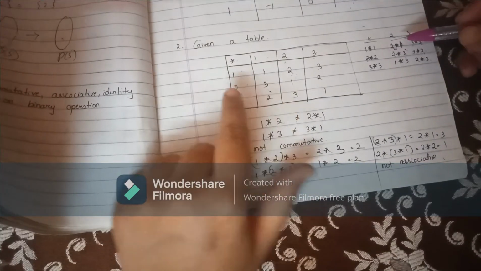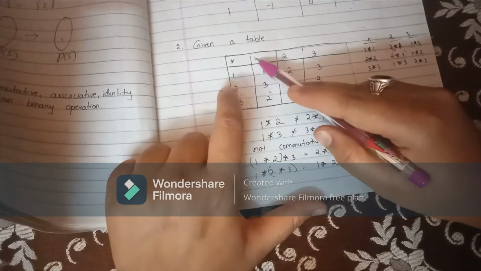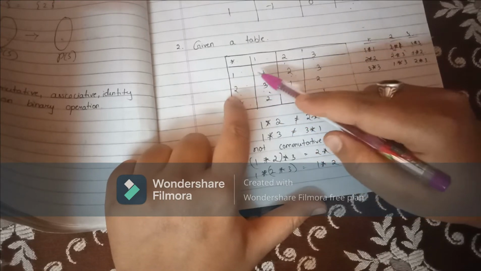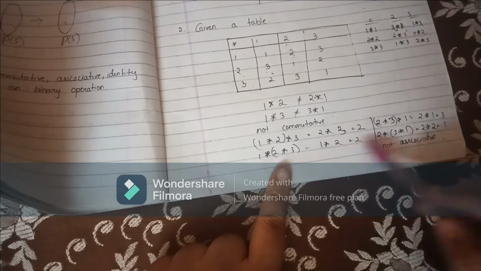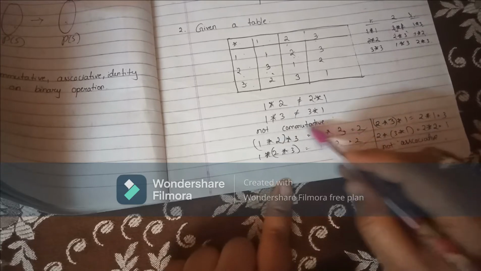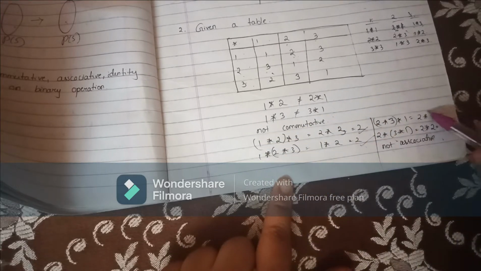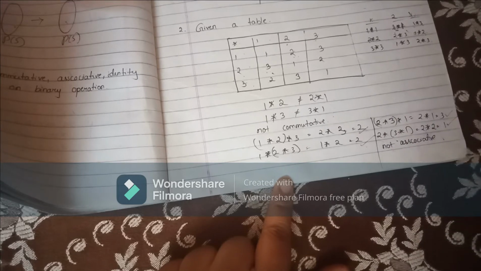Yeah, this is 2 1. So you can look here that 1 star 2 is 2, but 2 star 1 is 2. That means this is not commutative. Okay, this is also not associative. You can check it out, because here if we take this, we get the same, but if we take this, we are not getting the same values. 3 and 1 is coming.